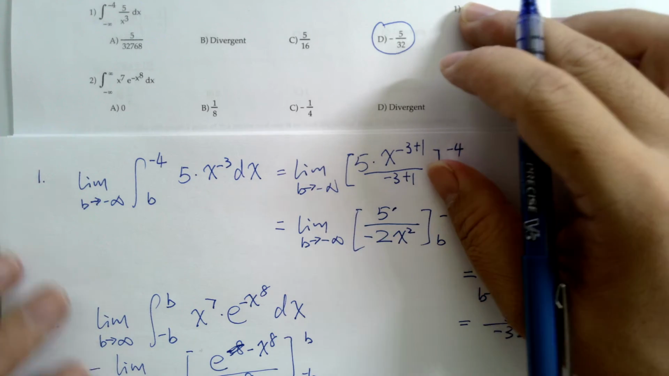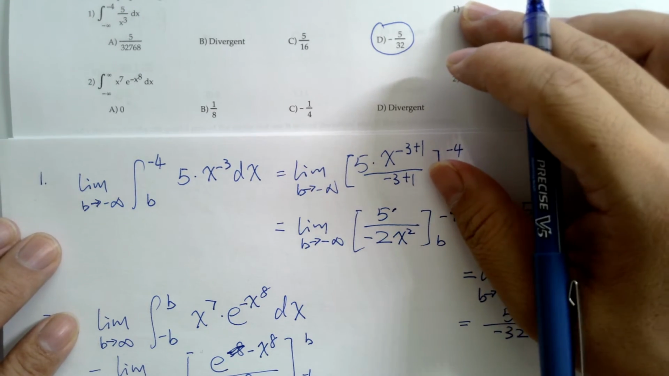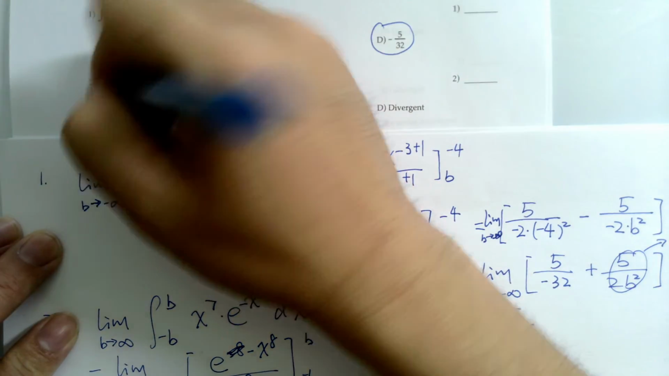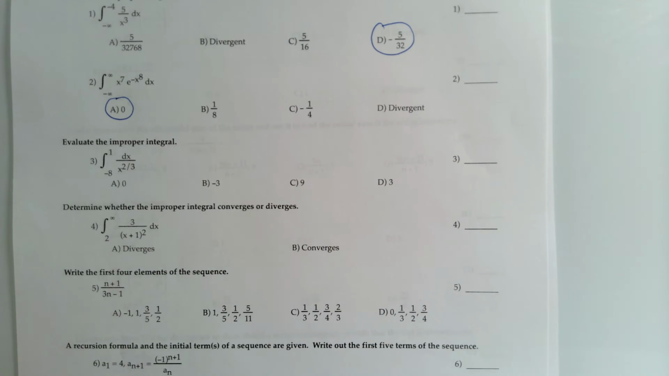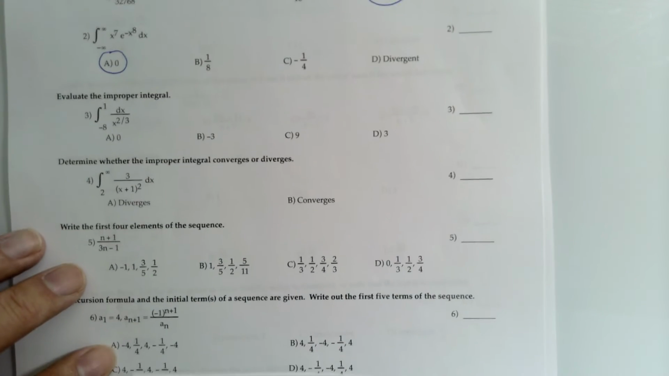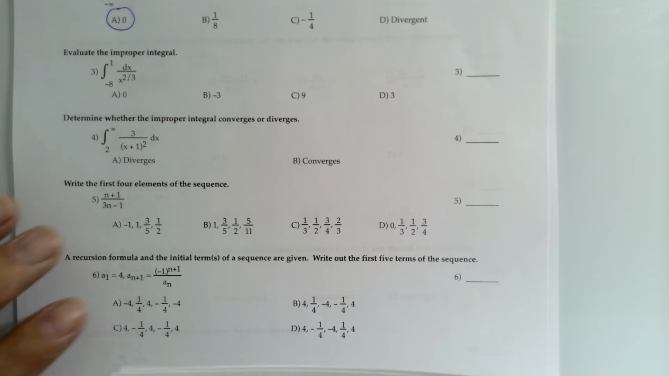Okay, so go back to the problem here. Let's see, do we have the answer 0 for this improper integral? The answer is yes. So that's the first two. Number 3, we can look at number 3 here.